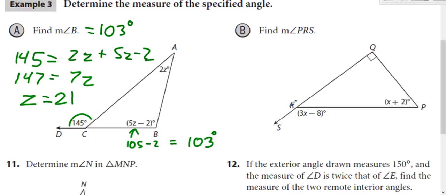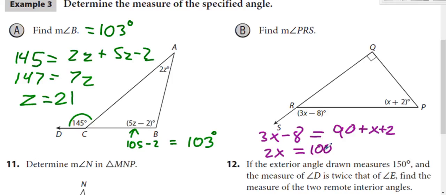So for this next example, we've got an exterior angle right here, the 3x minus 8. The exterior equals the sum of the remote interior. So the two interior angles over here, not right next to it, add those up, that's 90 degrees plus x plus 2. Now we have an equation. We do a little bit of algebra. Subtract the x, you get 2x. 92, we'll add the 8. It's 100. So x equals 50.